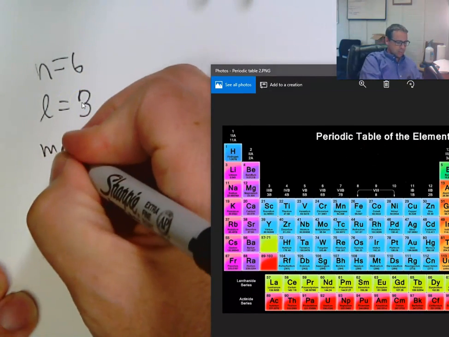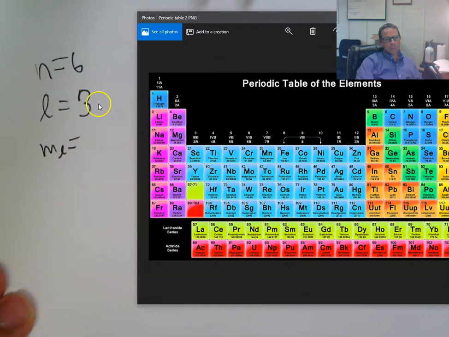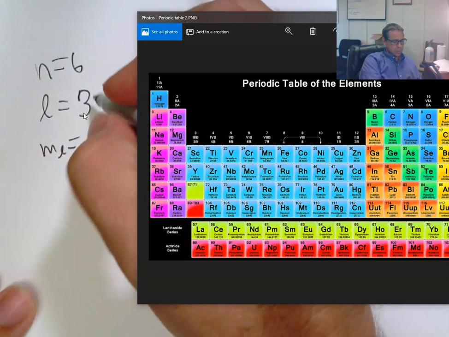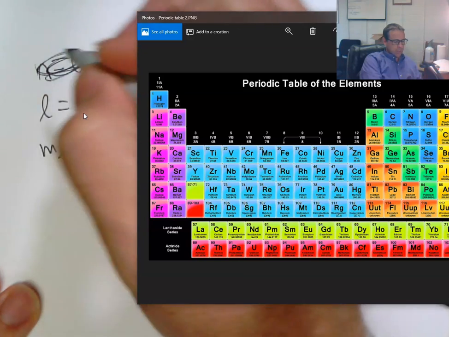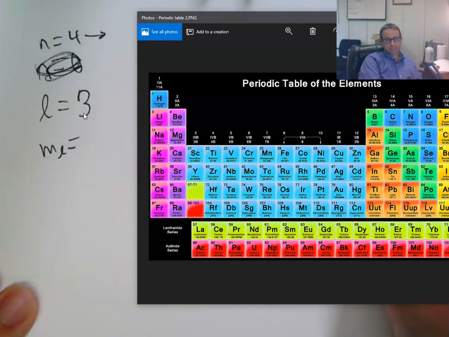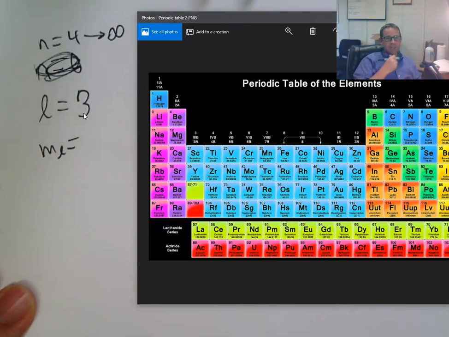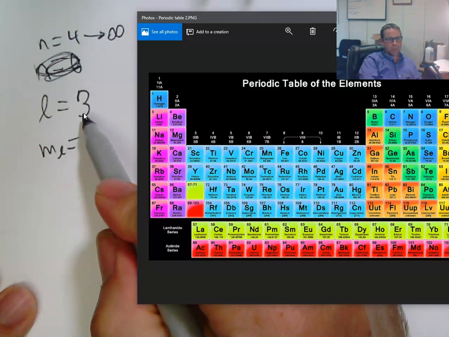M sub L, while we're here, well, we don't have to do this right now, I guess. We can do that in a bit. But the possible n values for L equals 3 are what? What are the possible n values for L equals 3? 4. Yeah. N could be 4 all the way up to what? Infinity, right? It has to be at least one more than L.